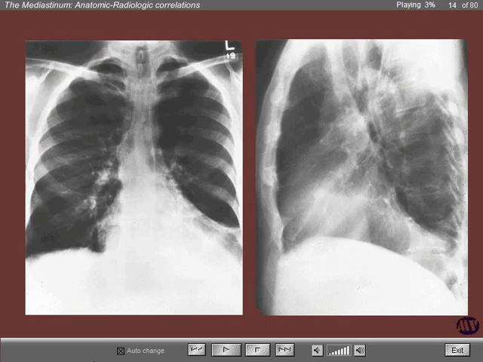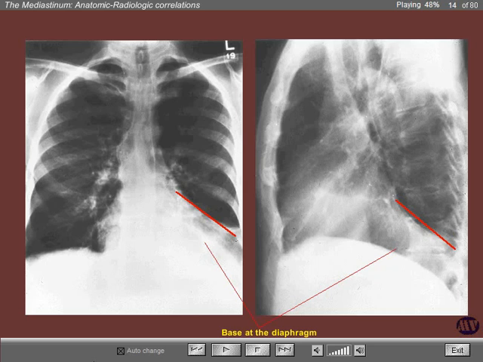This is another patient with a thymolipoma. Note that we see a mass extending lateral to the left ventricle and touching the left chest wall. Both in the frontal view of the chest to your left and in the lateral view of the chest to your right, the triangular shape of this mass is very apparent. And the base of all the thymolipomas are towards the diaphragm.